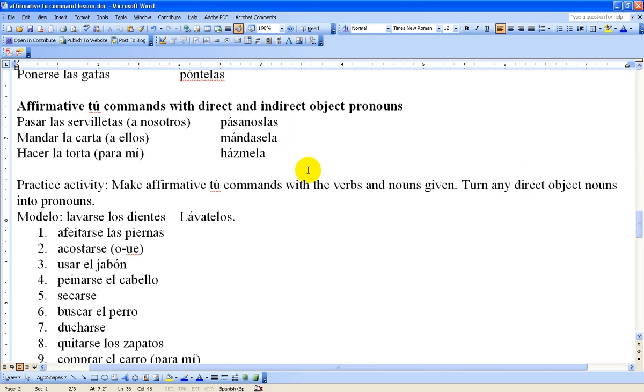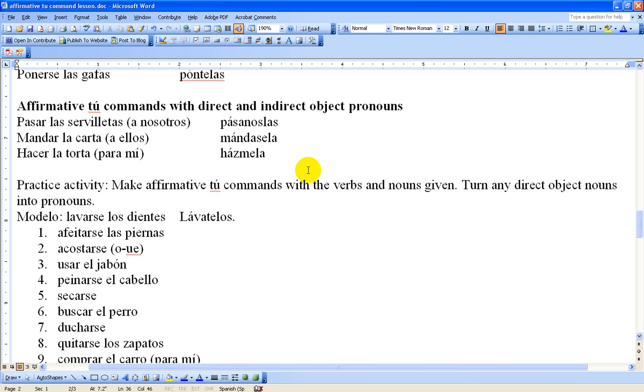Next one is going to be send the letter to them. So send it to them. The letter will change to la. To them will change to les. Mandar will change to manda. We'll put the les in front of the la, but you can't have the two pronouns, the les and the la, together. So we'll change the les to se and have mándasela.